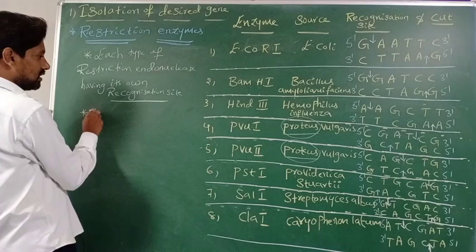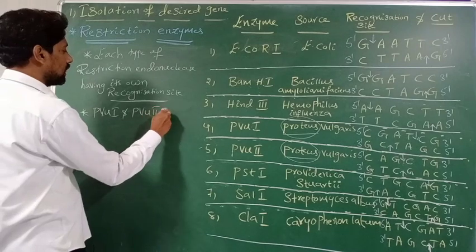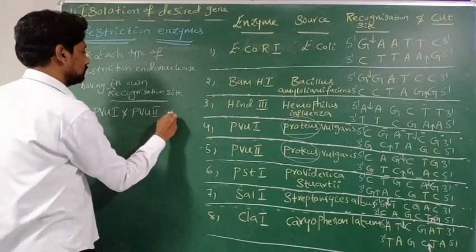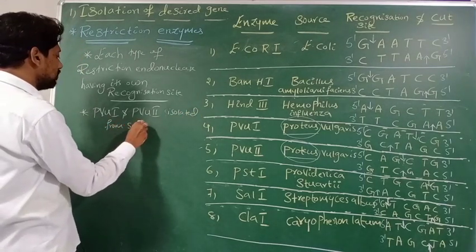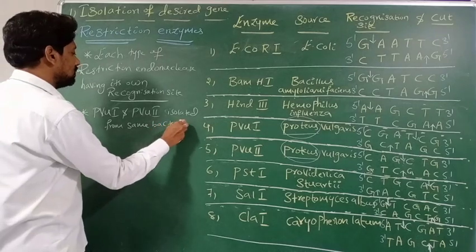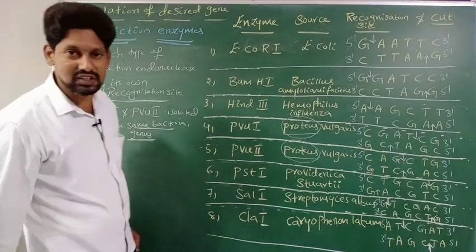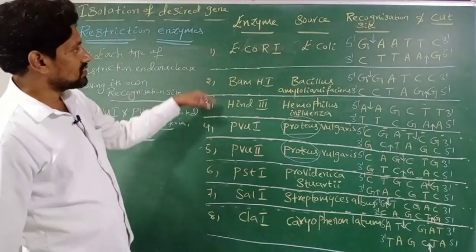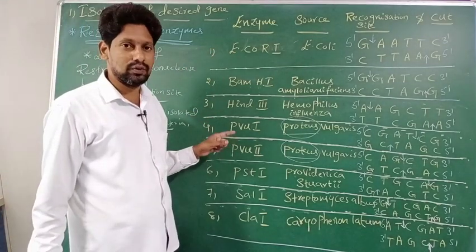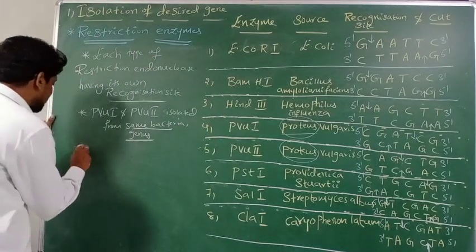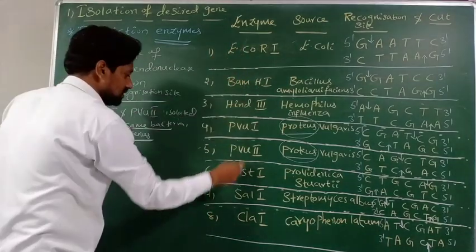Therefore, what and what, sir? PvuI and PvuII are isolated from the same bacterial genus. Is it okay? Now see here, sir, this is 7, right? These 8 types of restriction endonuclease enzymes are isolated from how many bacterial genera? 7 bacterial genera, right? This means I am speaking about these 8, okay?